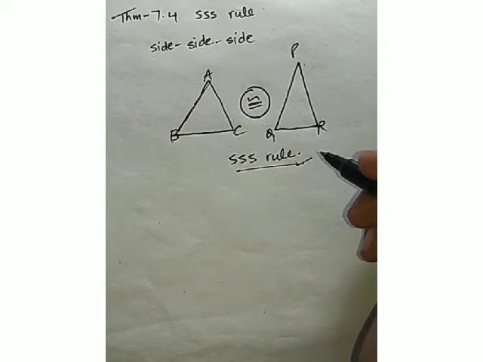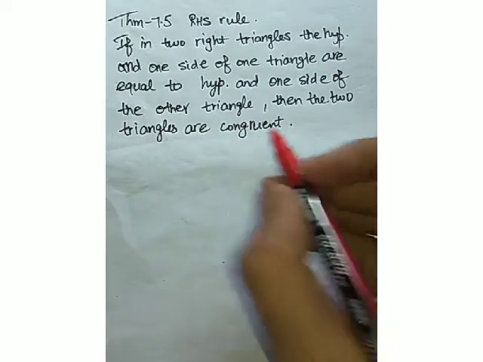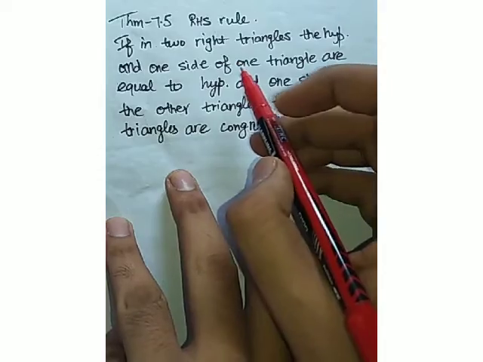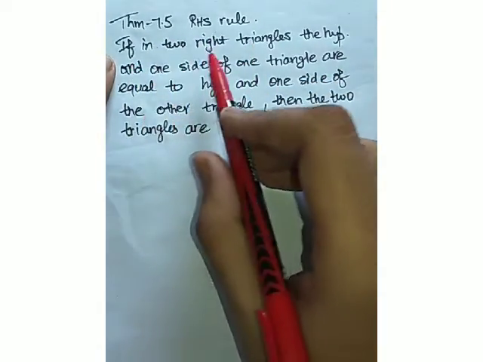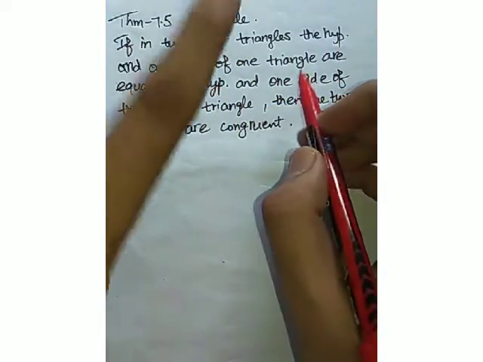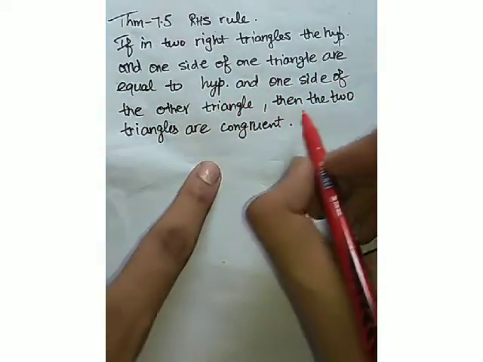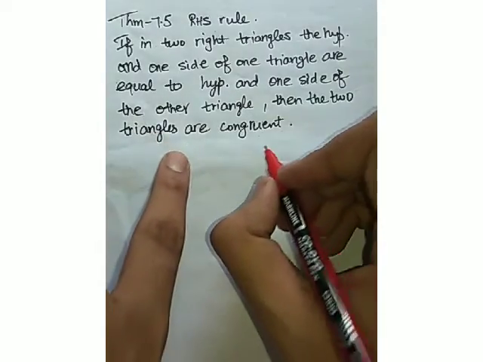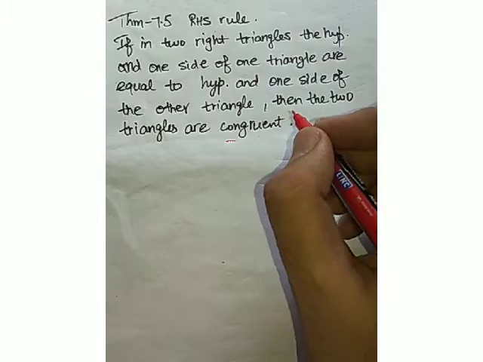There is one more rule which is left, and it is precisely the last congruency rule of this chapter. Let's discuss that. This is our next congruency rule, that is known as RHS rule. It states that if in two right triangles the hypotenuse and one side of one triangle are equal to the hypotenuse and one side of the other triangle, then the two triangles are congruent. This is the statement. Let me draw two triangles for you to make it more clear.